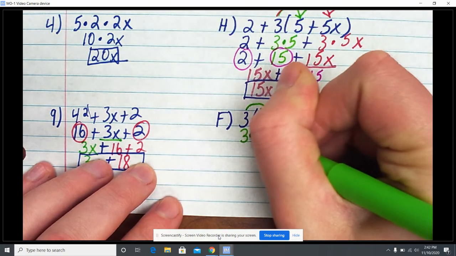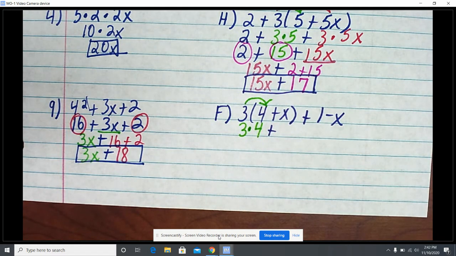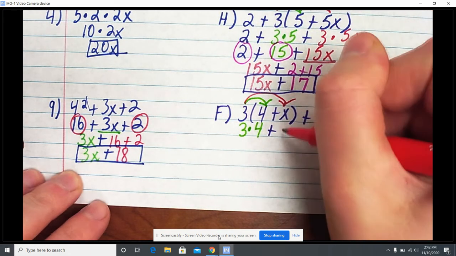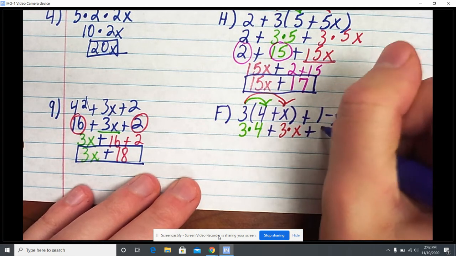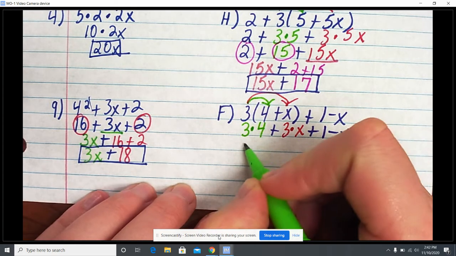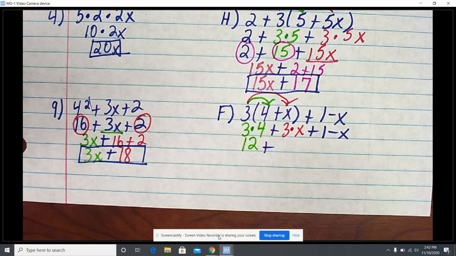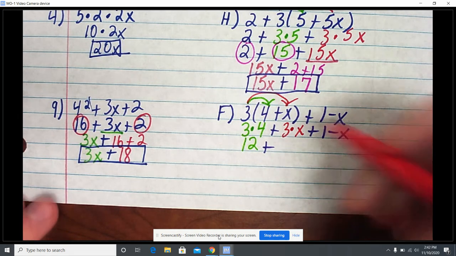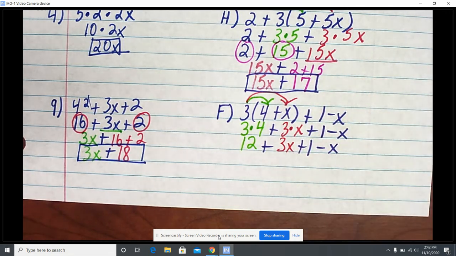Distribute out my 3 with my 4, which means I'm taking 3 times 4 plus, distribute out my 3 with my x, so I'm taking 3 times x, and I'm going to go ahead and drop down the rest of this problem over here, so plus 1 minus x. All right, work out my multiplication first. So 3 times 4 is 12. Plus 3 times x. Remember, same thing as 3 times 1x, which just gives me 3x. Then drop down my plus 1 and my minus x.